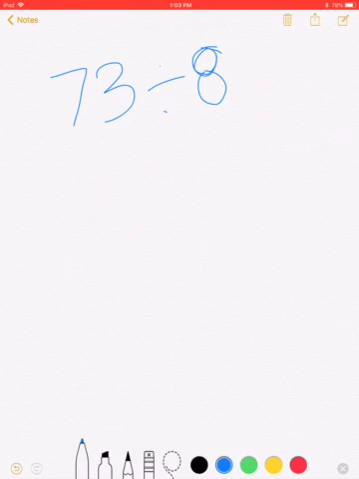If you want to try one on your own, I'll give you this problem. I have 73 divided by, let's do 8. 73 divided by 8. So if you wanted to try one with that repeated subtraction, go ahead. If not, we're going to practice it some more in class on Wednesday.